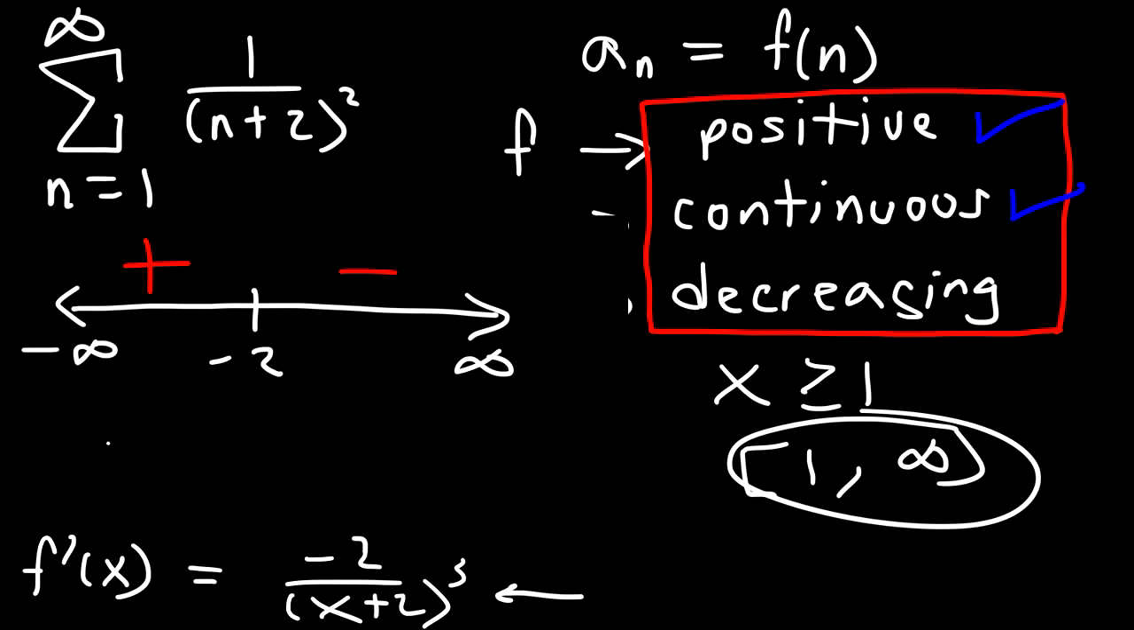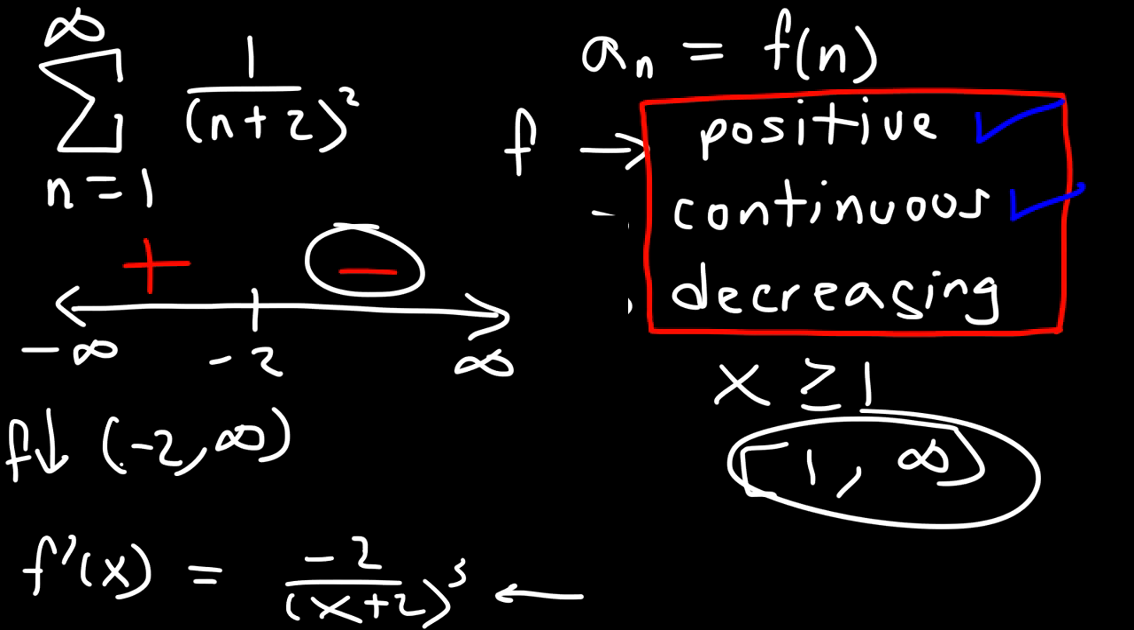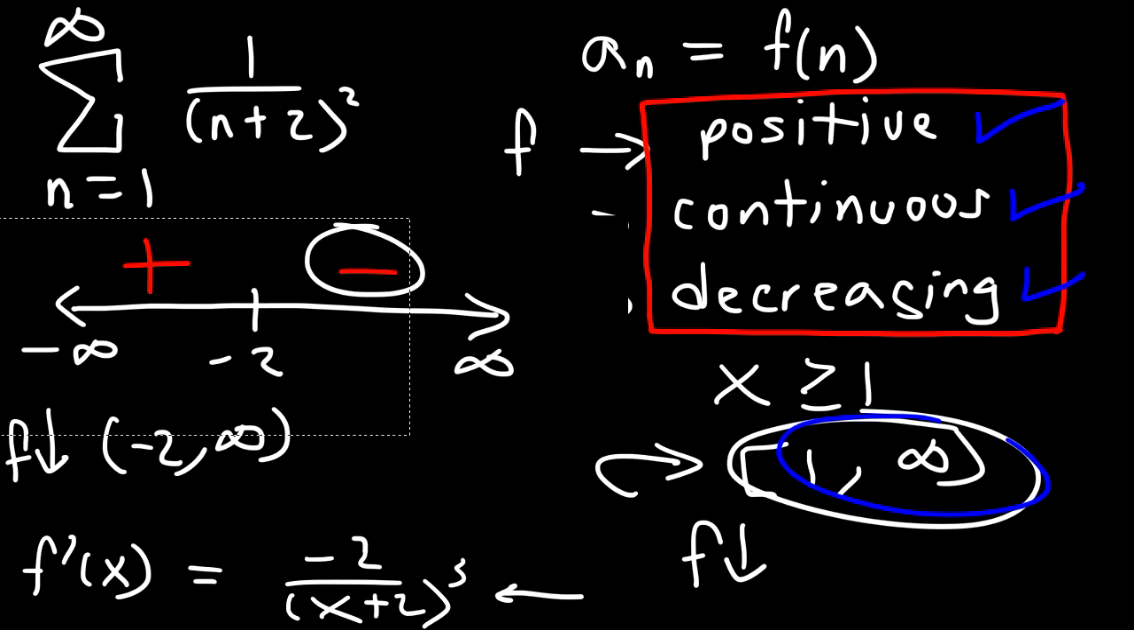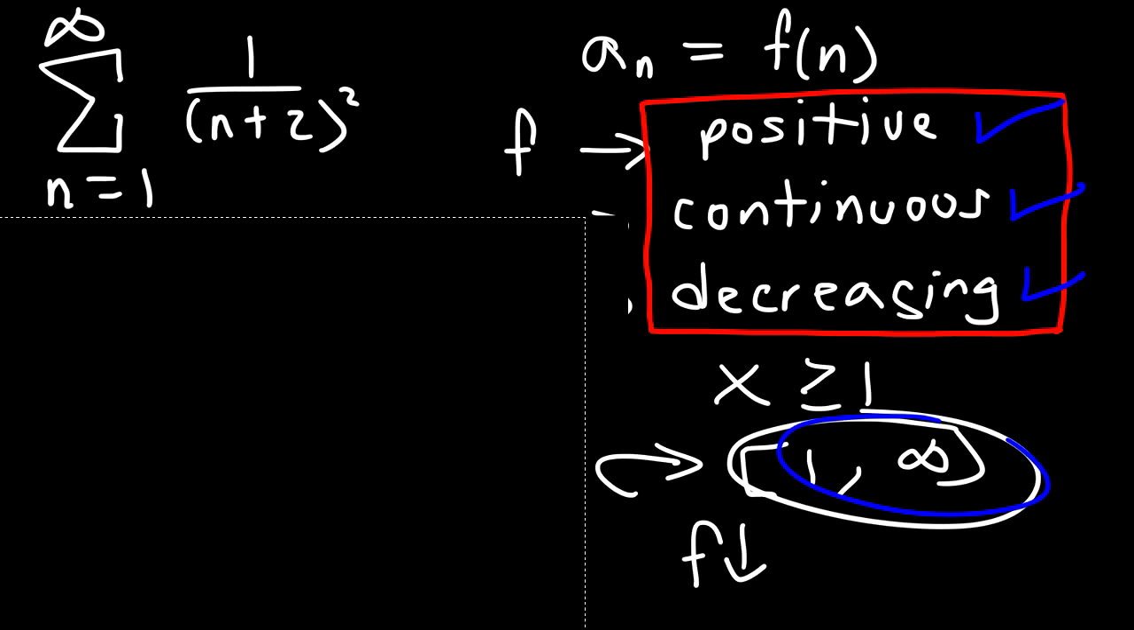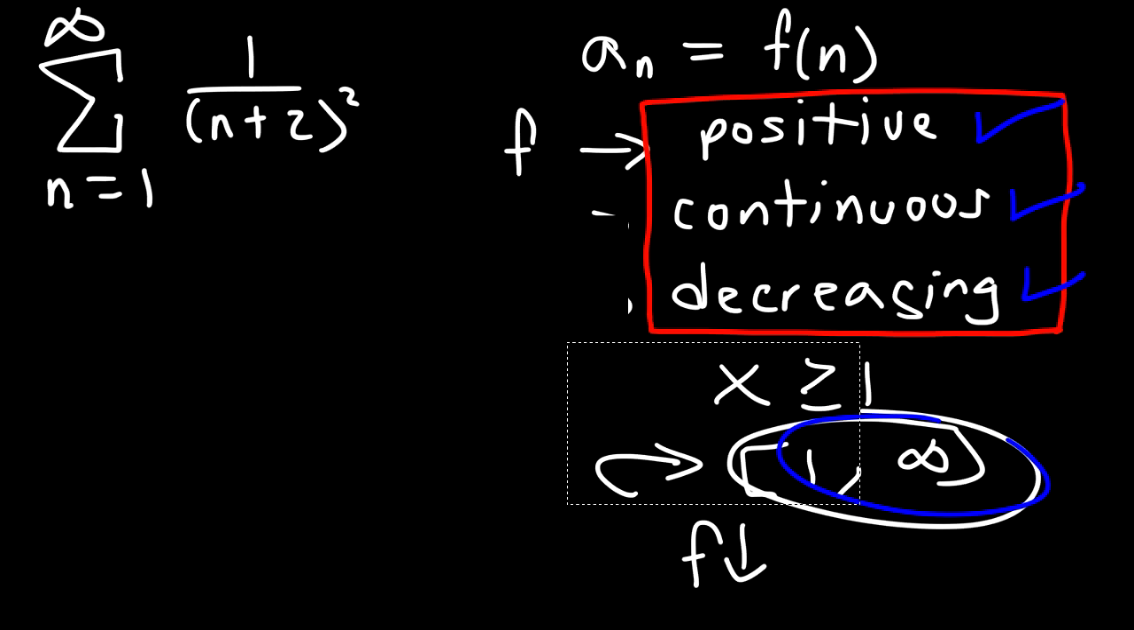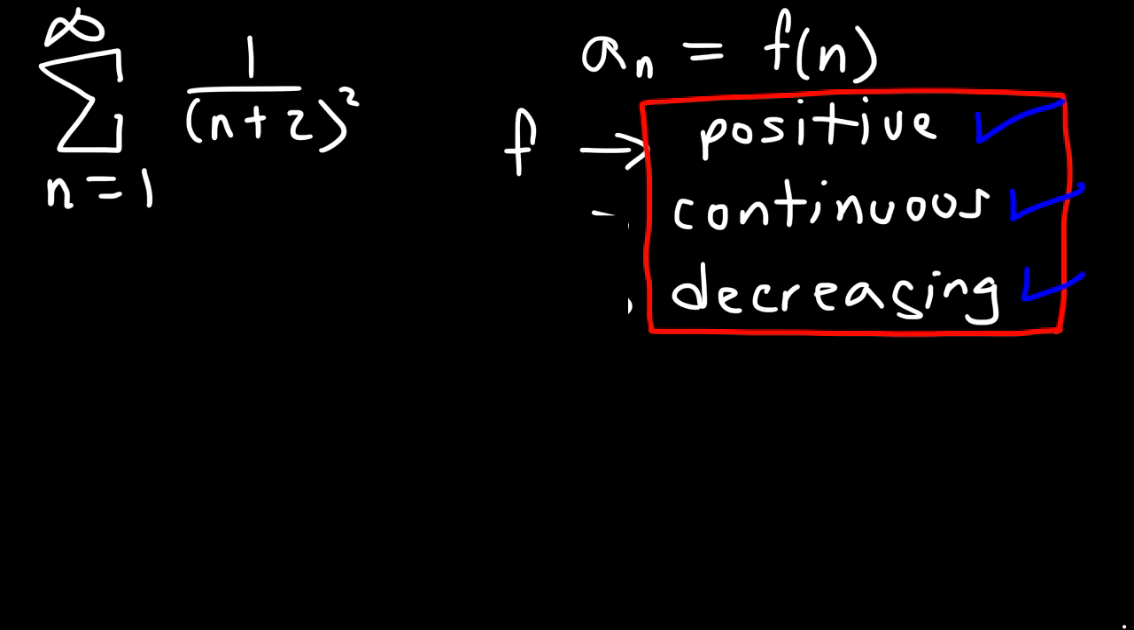So from negative 2 to infinity, the first derivative is negative, which means that the function f of x is decreasing. If it's decreasing from negative 2 to infinity, it's also decreasing on the interval from 1 to infinity. That's one way you can show that the function is decreasing on this interval, by taking the first derivative and making sure that it's negative on that interval. Once you show that the three conditions are satisfied, you can now use the integral test.